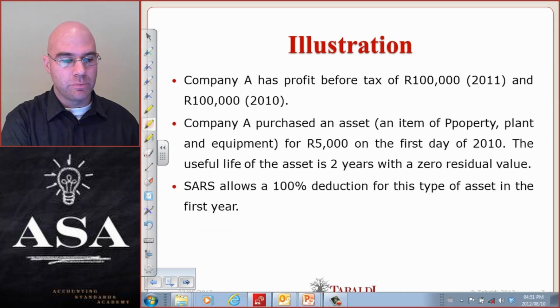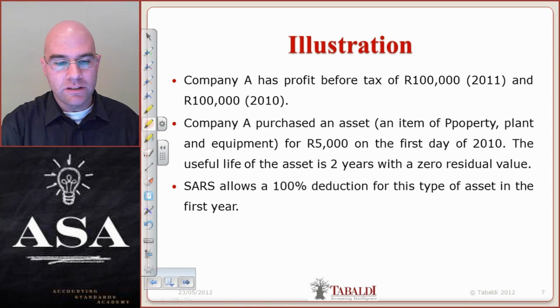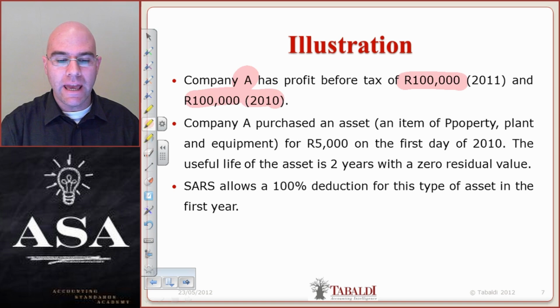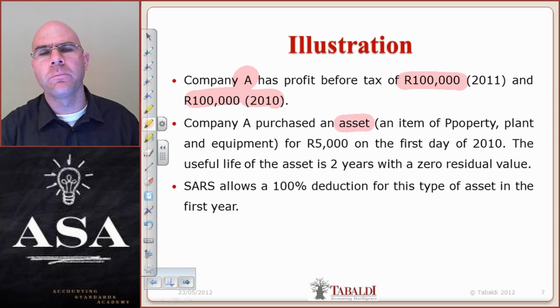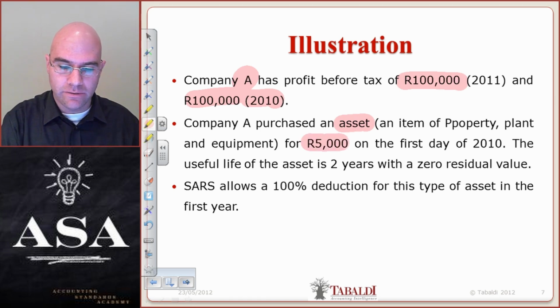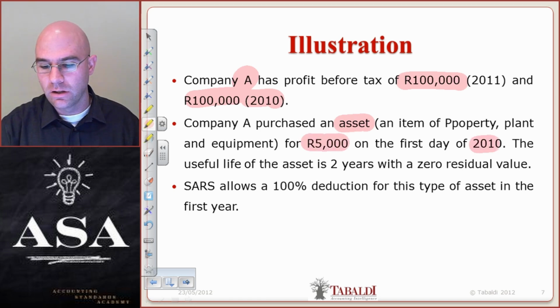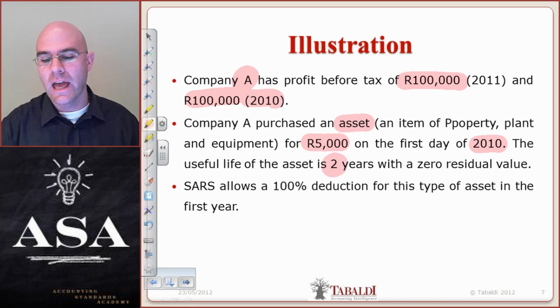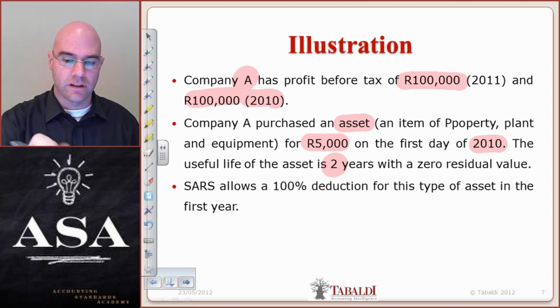In order just to cover this a bit more conceptually, we need to have a look at a small illustration. So let's look at Company A. Company A has profit before tax of 100,000 Rand in 2011, as well as 100,000 Rand in 2010. Now, Company A purchased an asset. Let's assume an item of property, plant and equipment, a manufacturing machine, and they purchased it for 5,000 Rand on the first day of 2010. The useful life of this asset for accounting purposes is 2 years and a zero residual value. Therefore, the asset will be depreciated straight line over 2 years, 2,500 Rand per year.